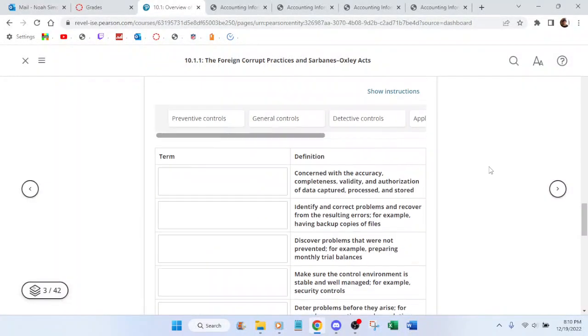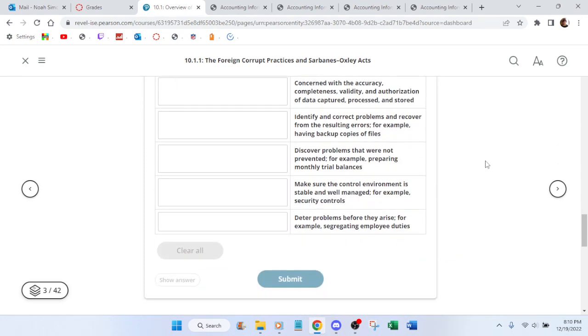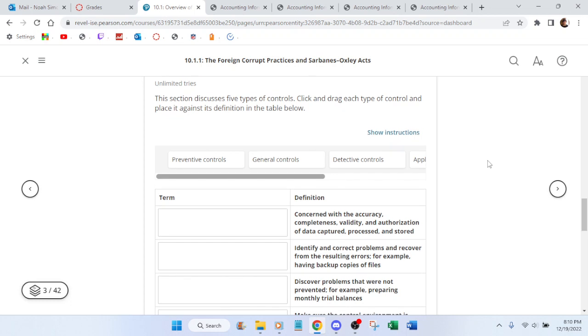Okay, finally, there actually is something I can do here. Whoa. Also, I think I may have done this before. What? Yeah, concerned with the accuracy, completeness.